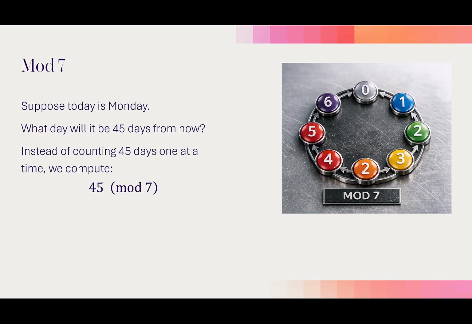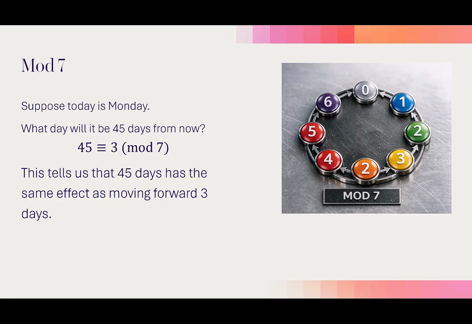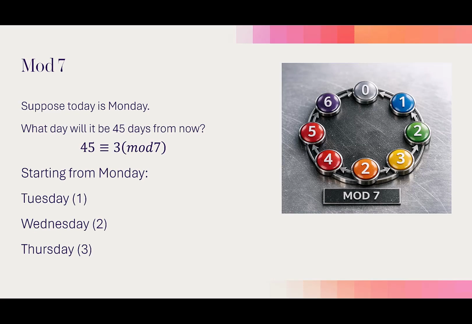Instead of counting 45 days one at a time, we can compute 45 mod 7. If we use divisibility, we can see 45 divided by 7 is 6, and we have a remainder of 3, which means 45 is equivalent to 3 mod 7. This says if we want to know what day of the week is 45 days in the future, that would be the same as moving 3 days forward from now. So starting on Monday as 0, day 1 would be Tuesday, day 2 would be Wednesday, day 3 would be Thursday, which says that 45 days in the future from a Monday would be a Thursday.